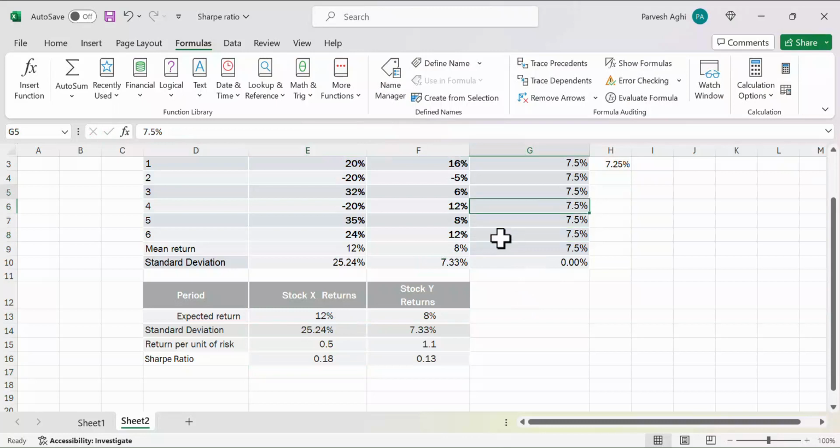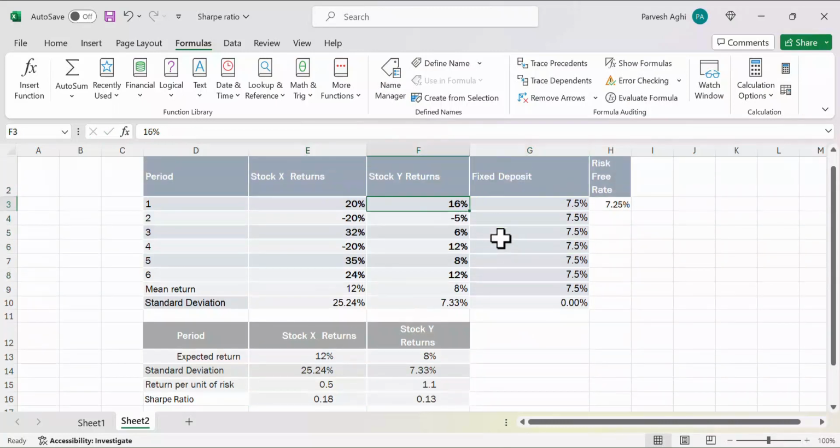Suppose I make a slight change here, okay? I make 26% here. In the first one I made it 26. So now see what happened here. It is good that now I made the return in the first year 26% for stock Y. So the return of this comes to 10%. This one is 12%, this one is 10%. I made a slight change, okay?